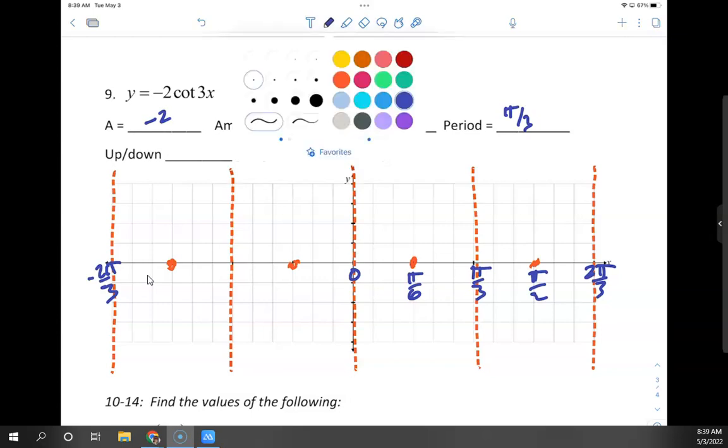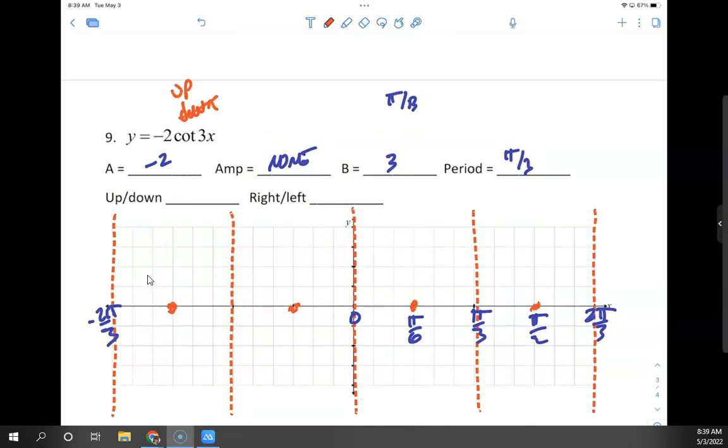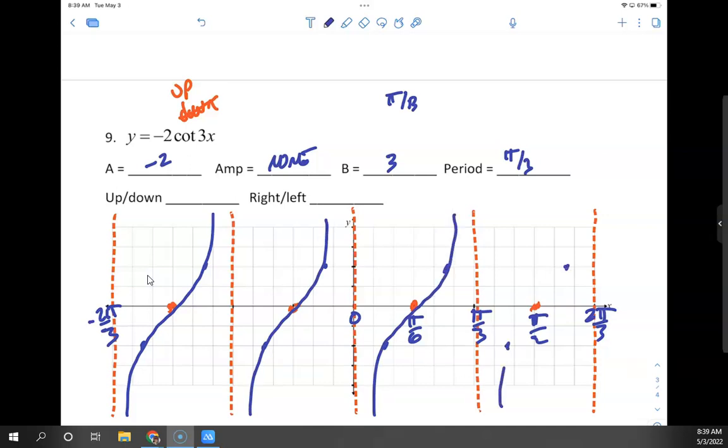Cool. And then I go like this. Cotangent normally goes down, but because it's a negative, this one is going to go up, right? And so I put this little thing at -2, +2, and I go up. That's not that big of a deal, just kind of partway in between, -2, +2, -2, +2. This one didn't have any left, right, or up, down. Nice. You guys good?